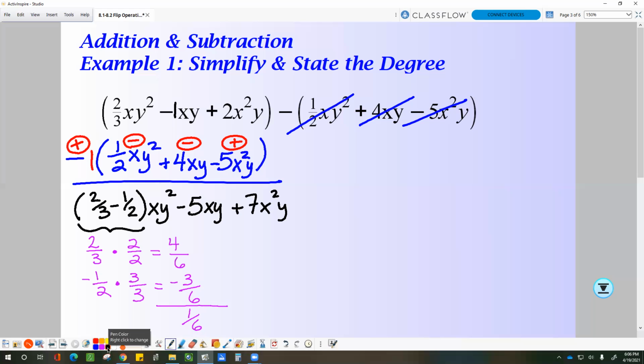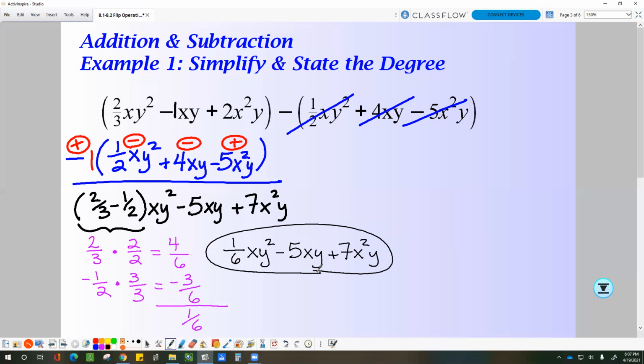So my simplified polynomial after I subtract is 1/6 xy squared minus 5xy plus 7x squared y. Then I ask that you state the degree for your answer. So I need to find the degree of each term, and I'll name my polynomial for the term with the highest degree.